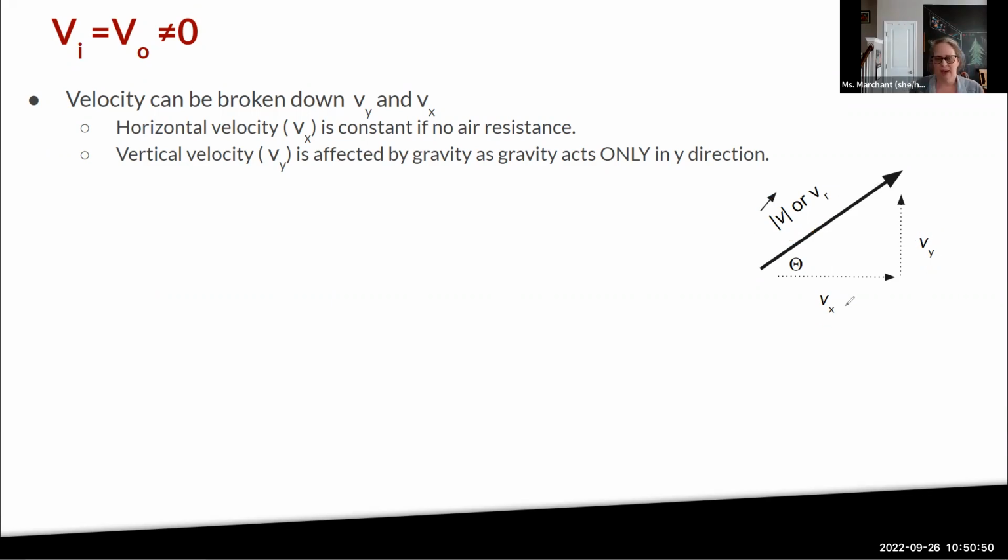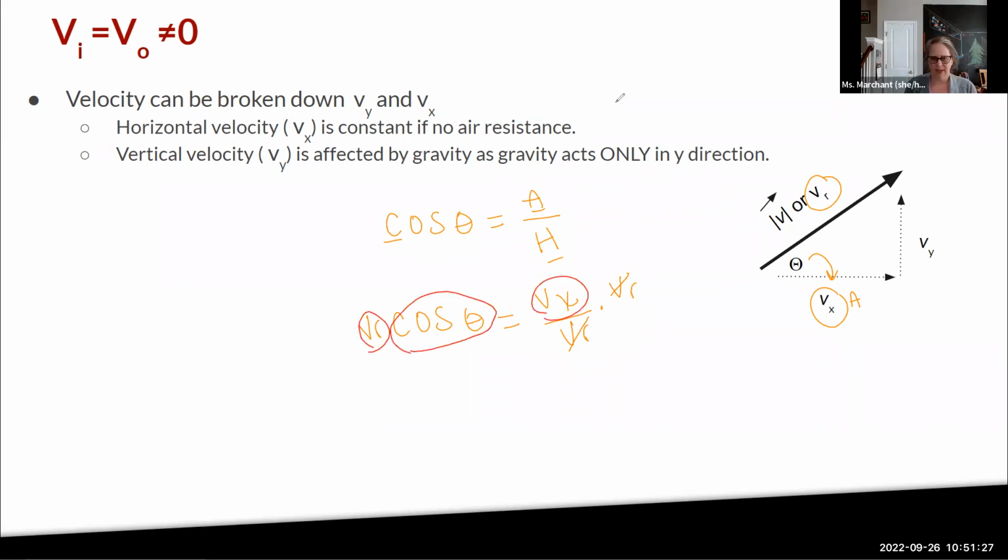So how do we do that? This guy is my adjacent. So cosine of theta is equal to adjacent over hypotenuse. That's my CAH. Let me put it into terms again. Cosine of theta is equal to my vector in the x direction over my resultant vector. So if I want to solve for my x direction, I'm going to multiply VR on both sides. So the velocity resultant times the cosine of theta is going to give me my velocity in my x. So that's an important formula to have written down.